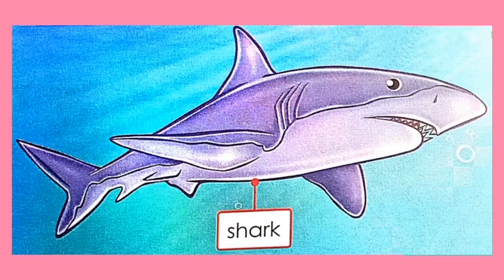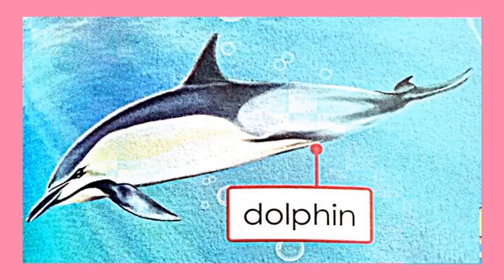This is a shark. It is a fast swimmer and has very sharp teeth. This is a dolphin. It is also a fast swimmer and it is our national water animal. This is a frog. It lives in water as well as on land.